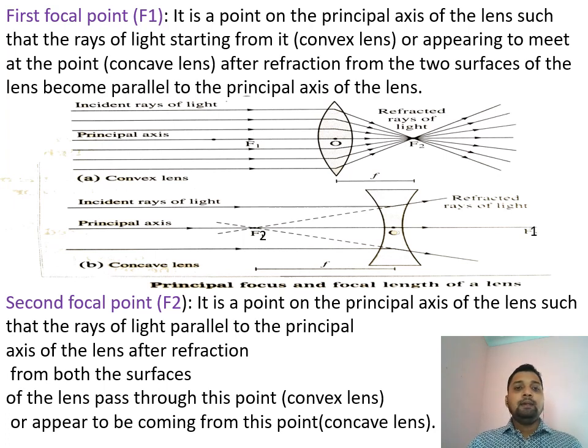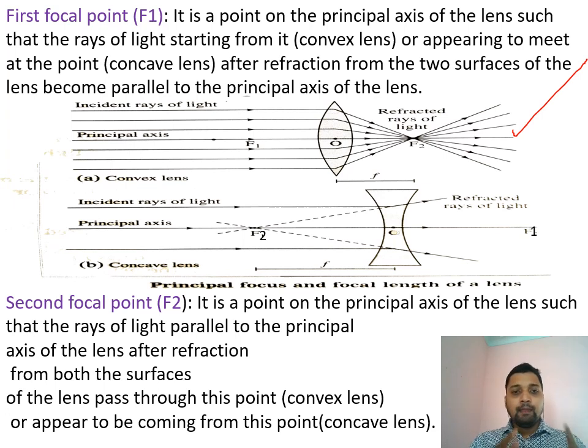Here you can see, in this first diagram, F2 is on the right side and F1 on the left side. Any ray of light parallel to the principal axis coming from right to left meets at a point on the left side. For that reason, F1 is on the left. Any ray of light coming from the left side intersects or meets at a point on the right side, that is F2.